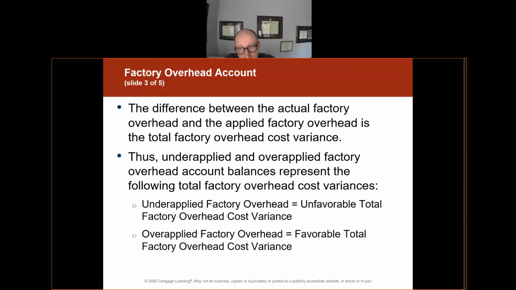If it's under-applied factory overhead, it's unfavorable. Under-applied, unfavorable. That means we didn't allocate enough in the beginning, right? If it's over-applied, it's favorable. That means we over-applied, we covered that cost.